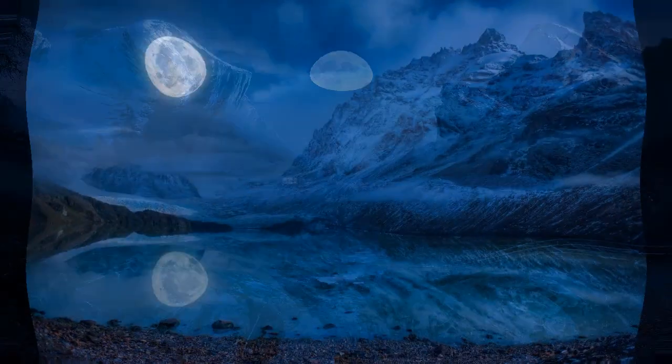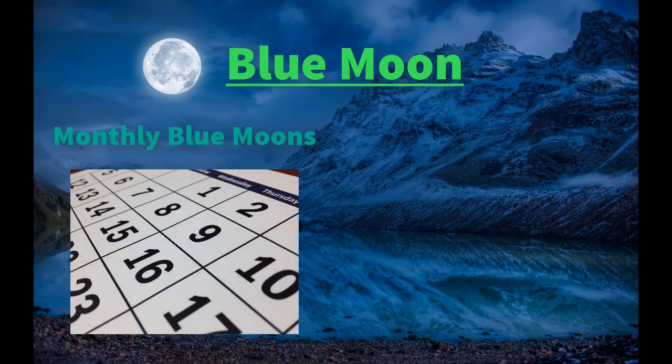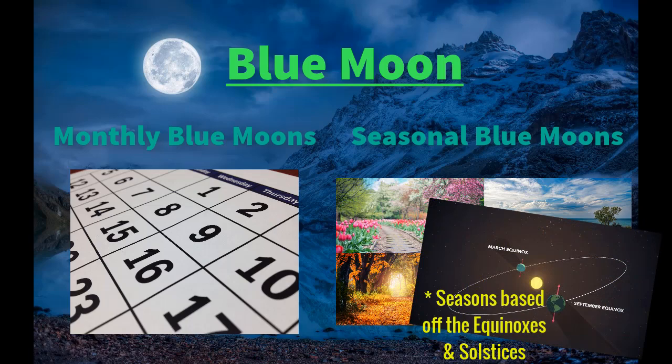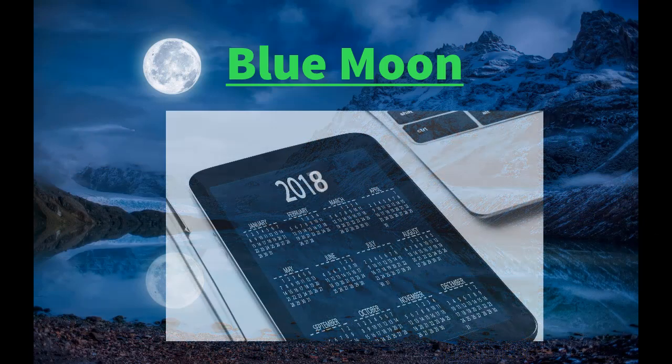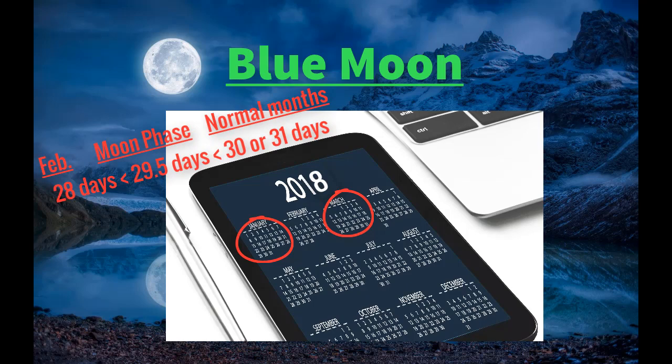So typically, like we said at the very beginning, monthly blue moons are the modern day interpretation of blue moon, but back in the day they had seasonal blue moons, which was actually the third full moon if there were 4 that season. But yeah, and then in 2018 we had 2 blue moons. So we had a blue moon in January and a blue moon in March.